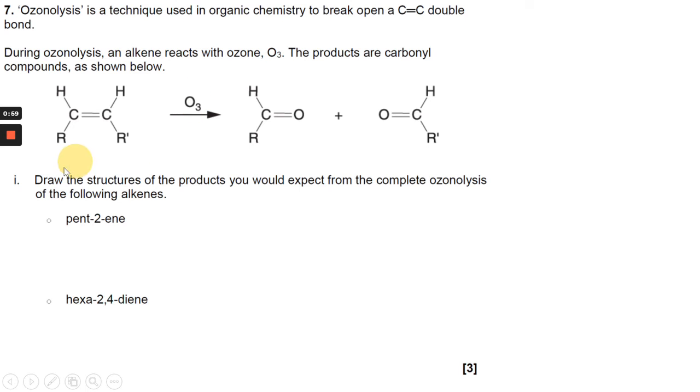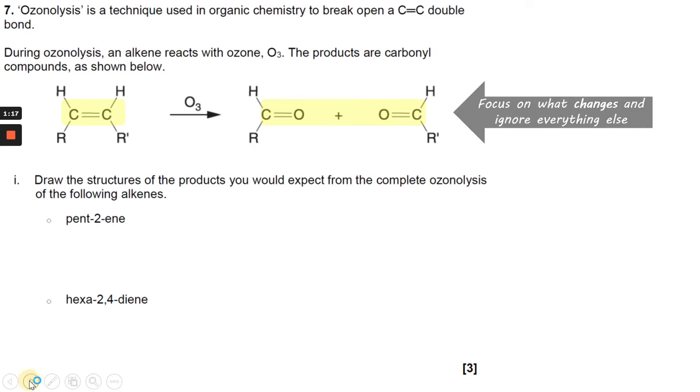So what they want you to do is draw the structures of the products, plural, you'd expect from the complete ozonolysis of the following alkenes. So pent-2-ene first of all, and hexa-2,4-diene secondly. So let's go back to what we need to think about. The key to this type of question is to focus on what actually changes and ignore everything else to avoid getting confused.